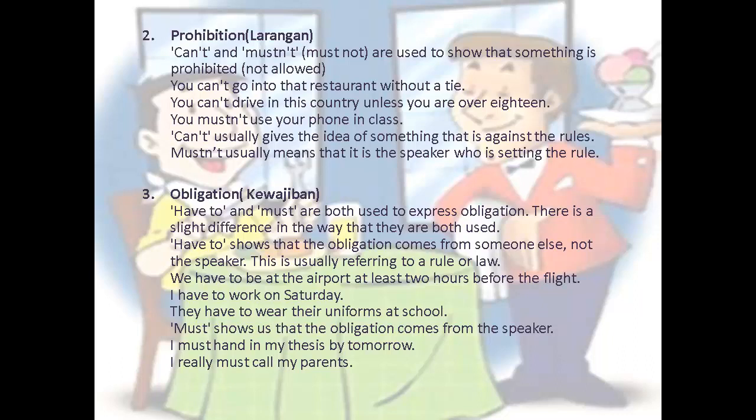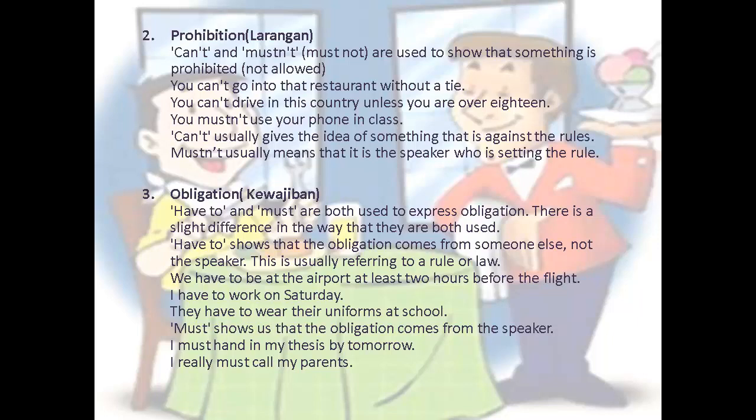Next, number 3. This is about obligation, and you can see the meaning. For obligation, you can use have to and must. Have to and must are both used to express obligation. There is a slight difference in the way they are used. Have to shows that the obligation comes from someone else, not the speaker. This is usually referring to a rule or law.